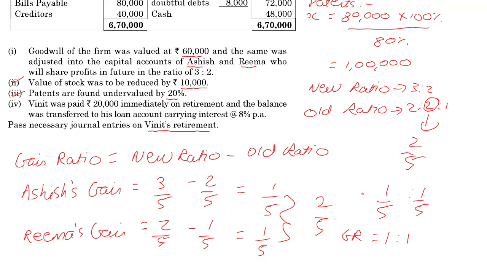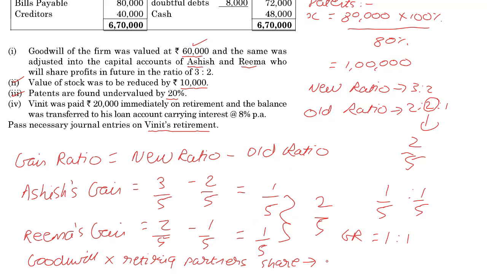And they're telling us the goodwill of the firm is 60,000. So first of all, we take this goodwill and we multiply it by the retiring partner's share.